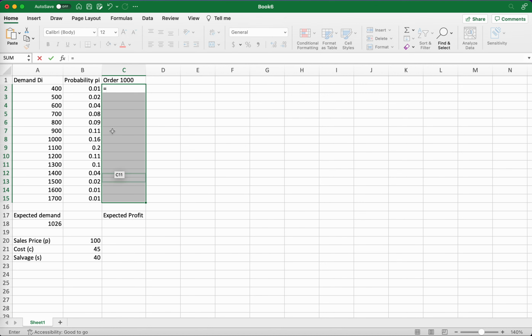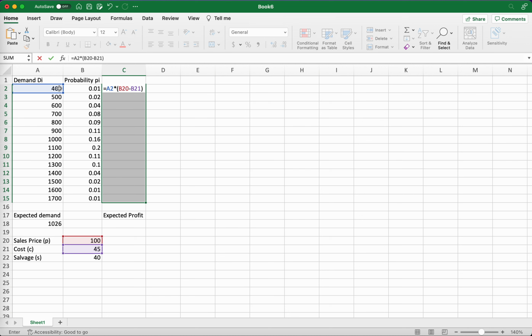So what happens if we order 1,000 items and demand is 400? We can only sell 400 items, right? How much profit do we make from these 400 items? For these 400 items, the profit will be 100 minus 45. Why 100 minus 45? Because we can sell the item for $100 and it costs us $45. So we will make $55 of profit selling these 400 items.